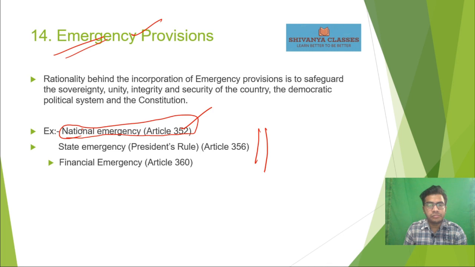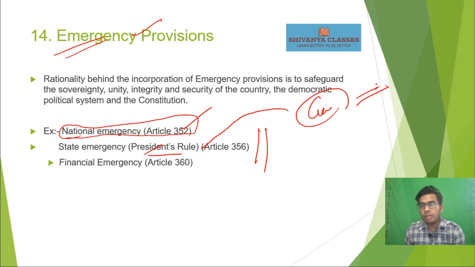What will state emergency do? Suppose there is a constitutional crisis in one state. Suppose we have an election where no party gets the chance to govern, or no party is willing to become the government. What will be the situation? No party gets the majority. In this situation, there will be president rule. What does president rule mean? The governor, as an agent of the president, will rule the state. This is the state emergency.